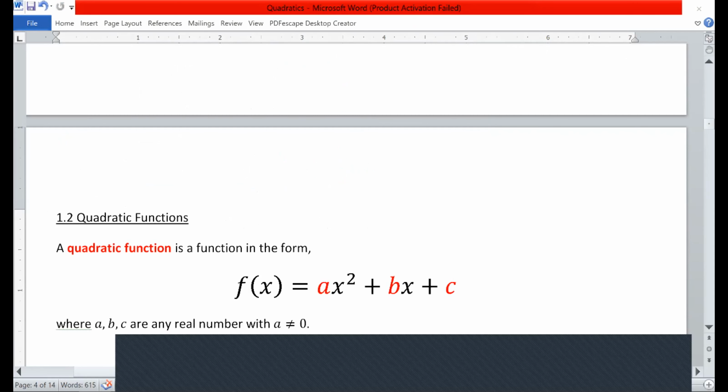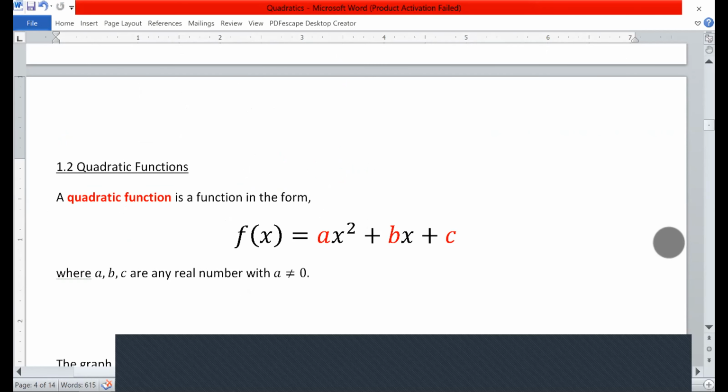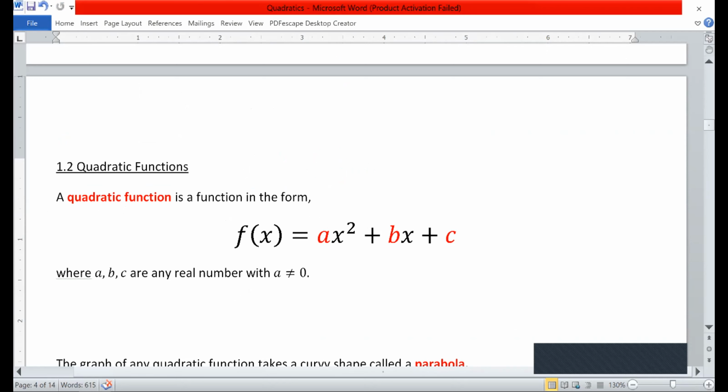Right, shall we write this first introduction sentence? A quadratic function is a function in the form f of x is equal to ax squared plus bx plus c. So you know that here a, b, c can be any numbers with the condition a cannot be 0. If a is 0, it's not a quadratic, right? You know this already. So write this down.